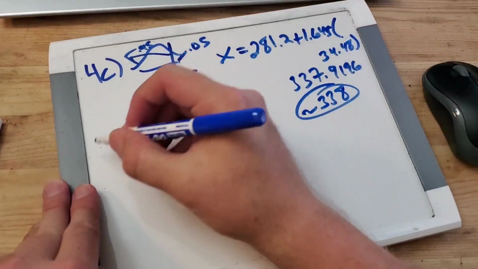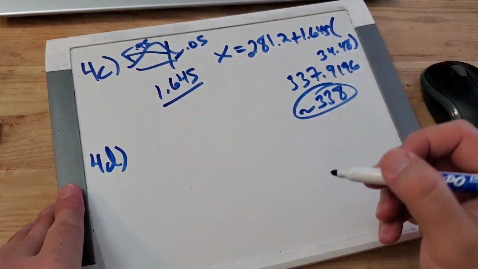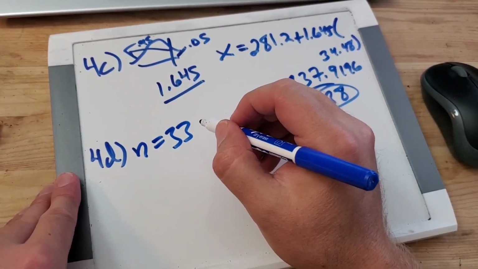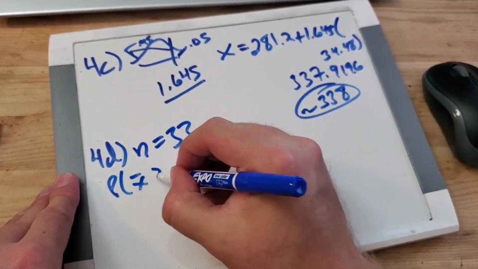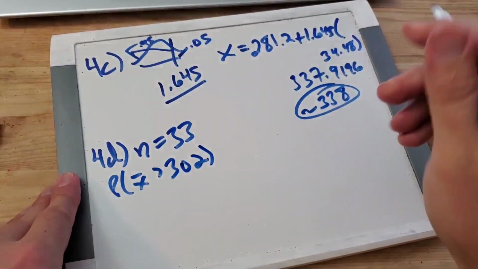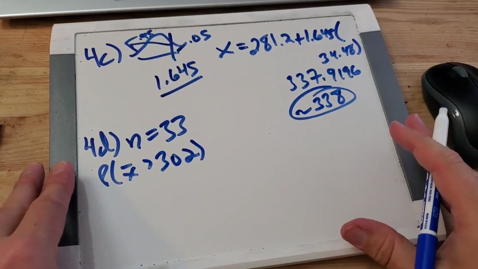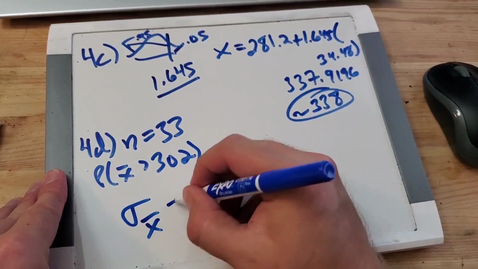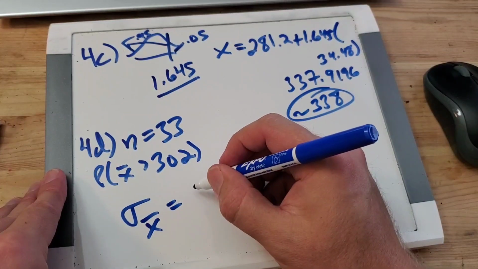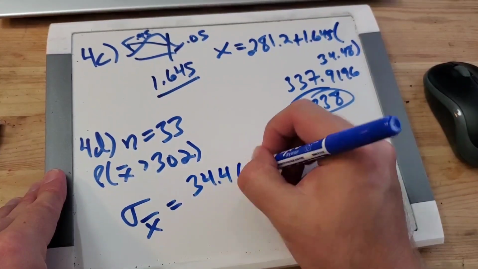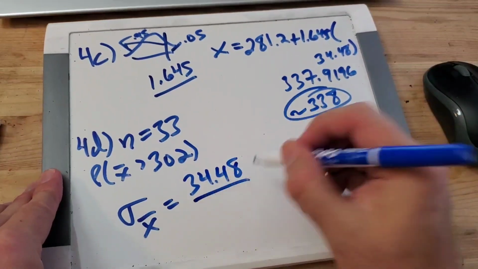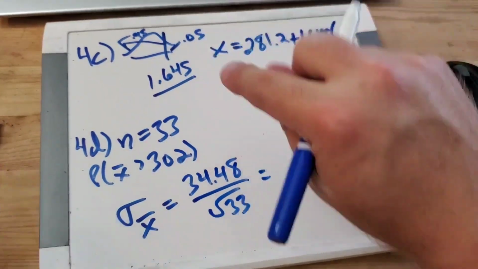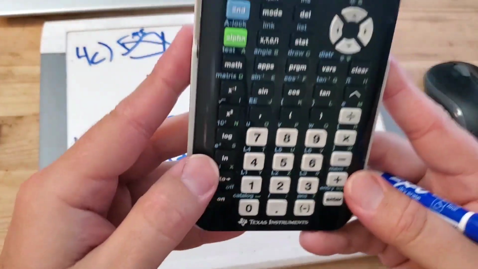All right, and then now part D should be the part that you knew was coming. I pick a sample of 33 students, and the question is about the sample mean, which means the very first thing I need to do is to change the standard deviation. So it used to be 34.48. Now I have to divide that by the square root of 33 to see what the spread is for groups of 33. So what do you think that's going to be, Jeff?